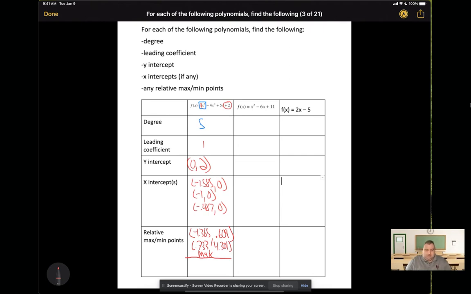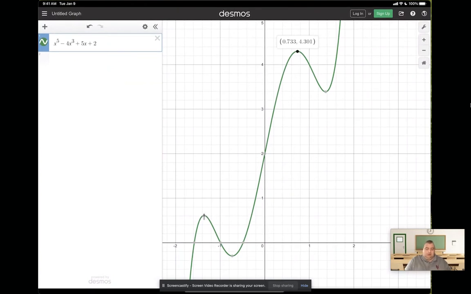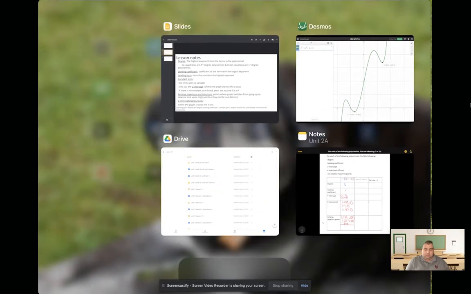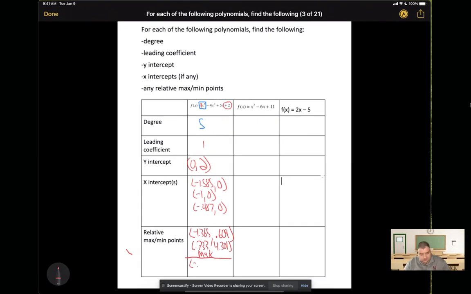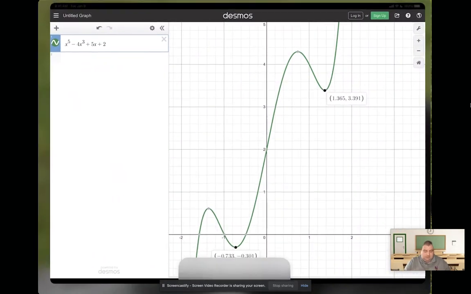Minimum points are going to be these 2 points down here, these 2 low points. So in this case, there are 2 maximum and 2 minimum points. So my first minimum point is negative 0.733, comma, negative 0.301.